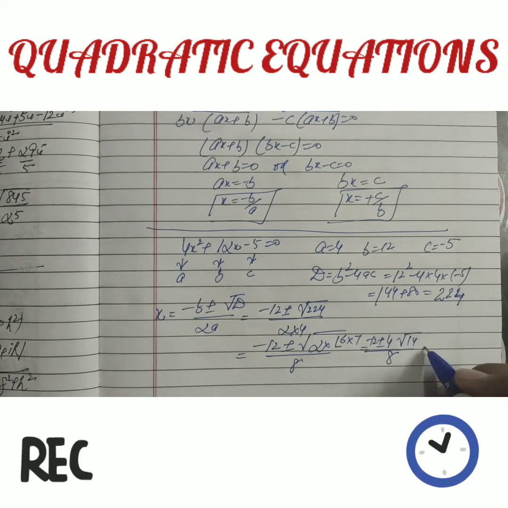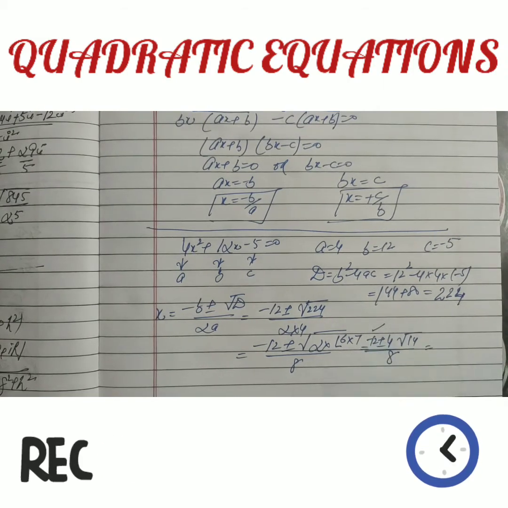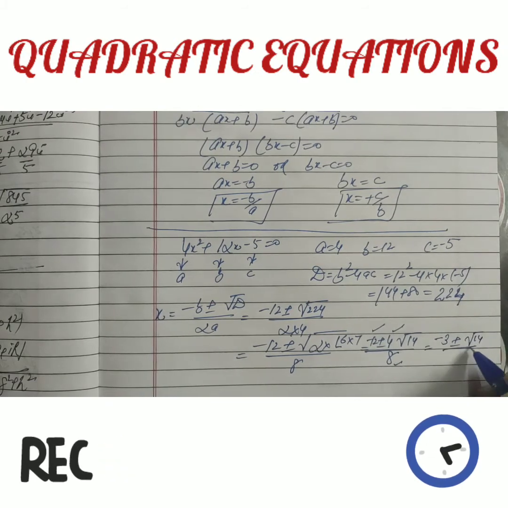Now we have to make it separate. 12 is divisible by 4, 4 is also divisible by 4, and 8 is also divisible by 4. So dividing by 4, it becomes minus 3 plus minus square root 14 divided by 2. So there are two real roots again.